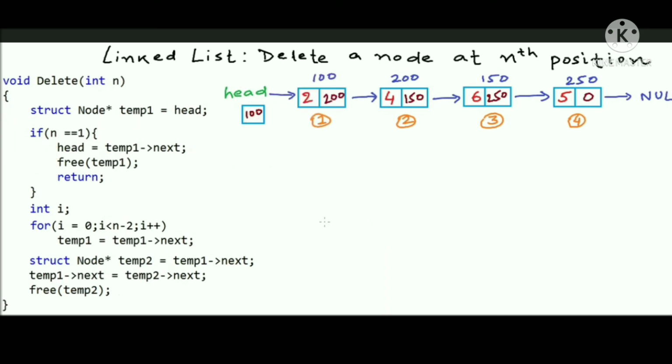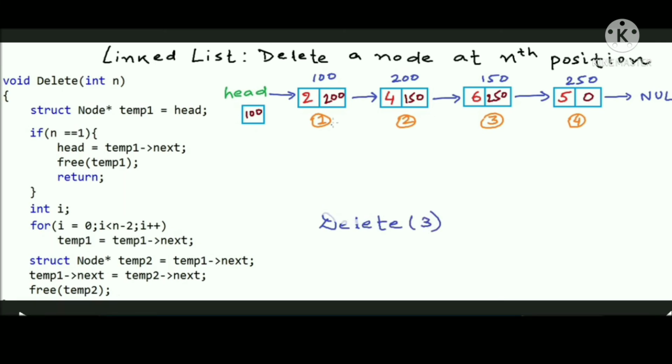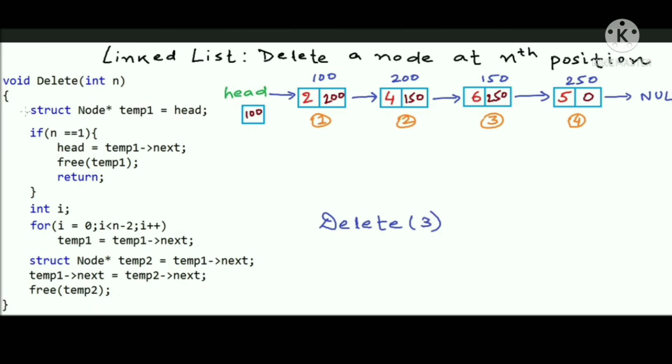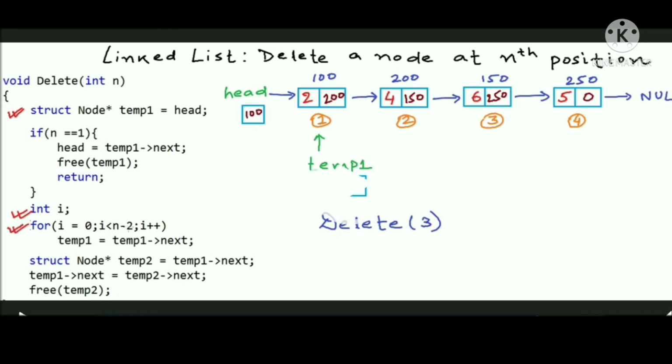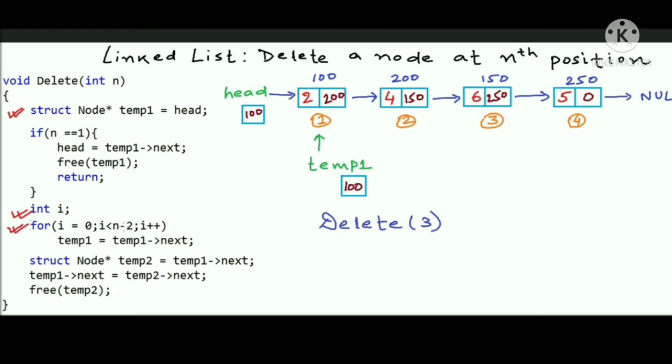Let's run this code again, and this time I want to delete the node at the third position in the list. I have drawn this in. So once again we create this variable temp1. We say that the address here is equal to the head node or the first node, and now n is not equal to 1, it is equal to 3. So we come to this particular loop. N is equal to 3, so this loop will execute exactly once.